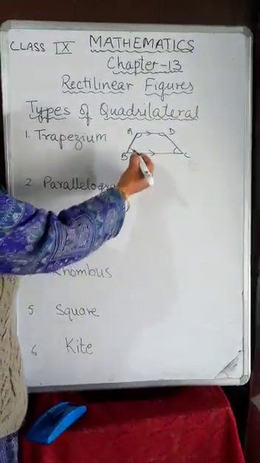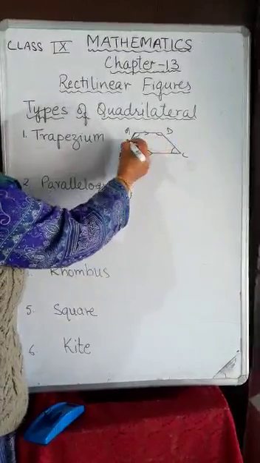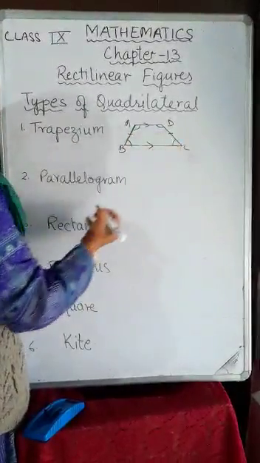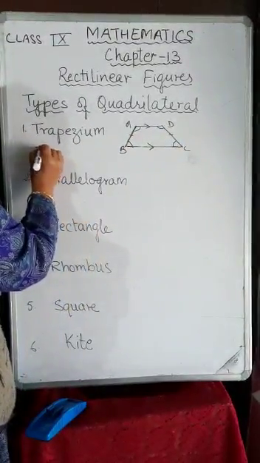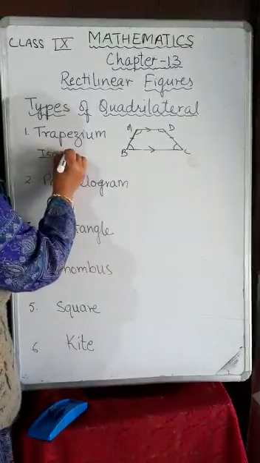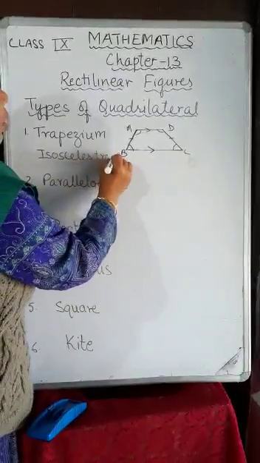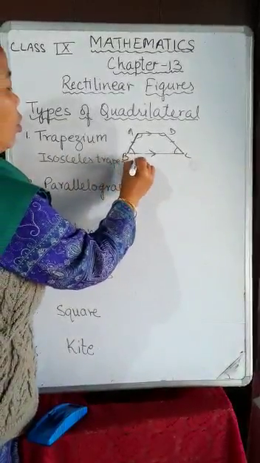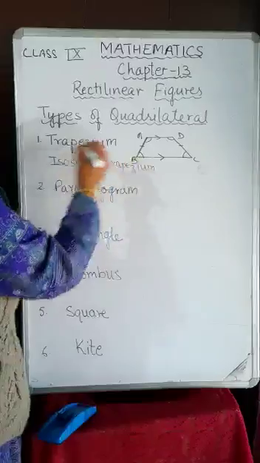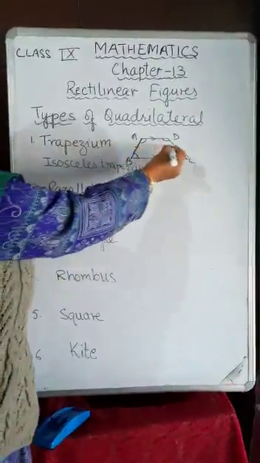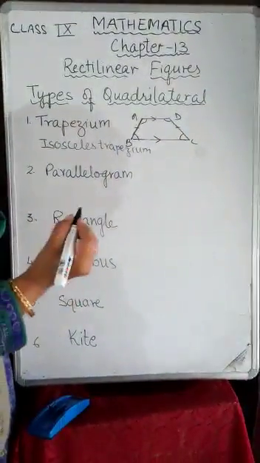In trapezium, if the non-parallel sides are equal to each other, then it is called isosceles trapezium. Right, children? Isosceles trapezium is a trapezium in which the non-parallel sides are equal to each other.